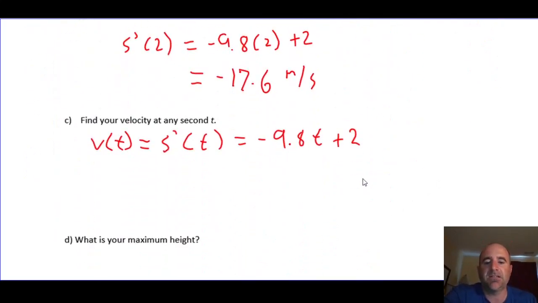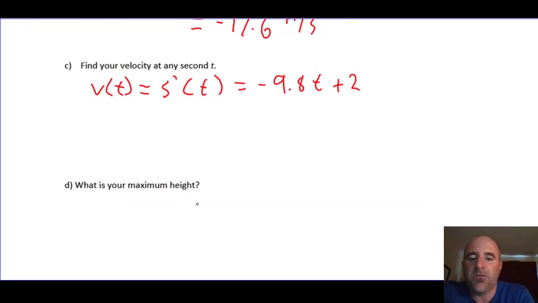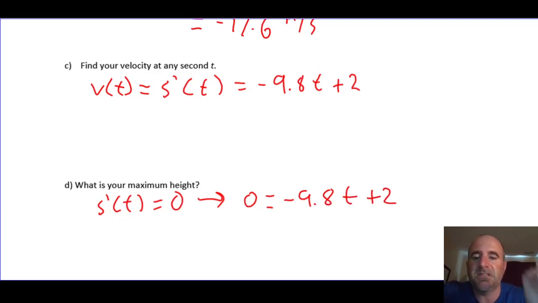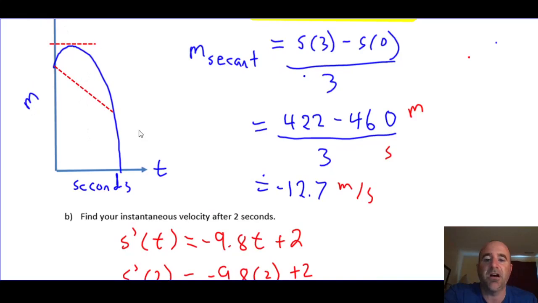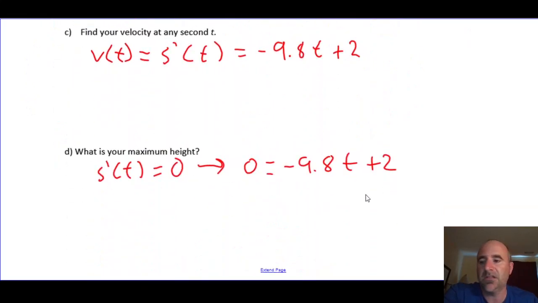So figuring out the maximum height, we are basically saying, when is s prime of t equal to 0? Which is the same as saying, when is your velocity equal to 0. If you jump off into the air, the maximum height happens when your velocity hits 0, because then your velocity becomes negative and you go down. Positive velocities in this example represent going up and negative velocities going down. Just solving this equation gives you about 0.204 seconds to hit your maximum height.